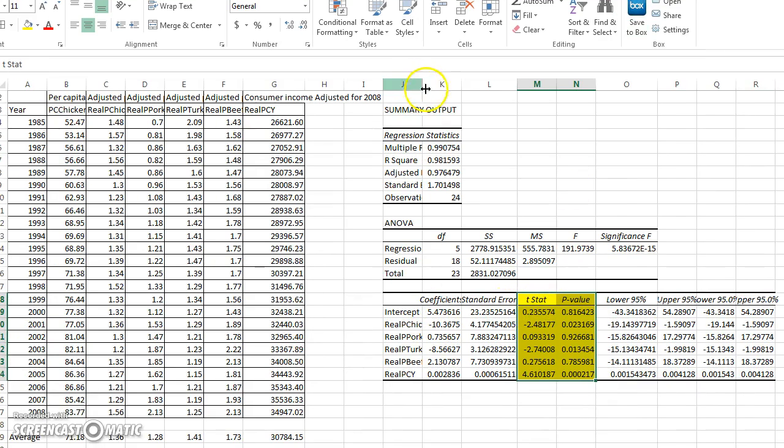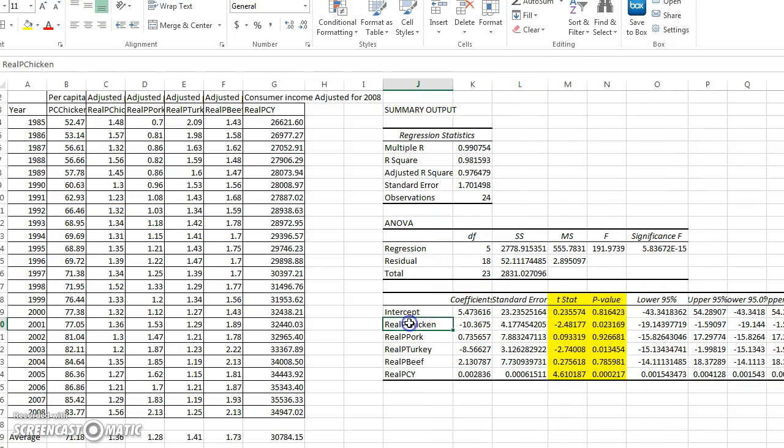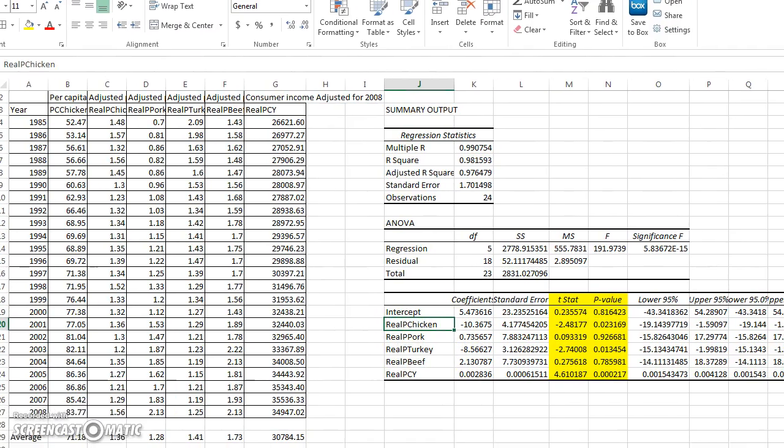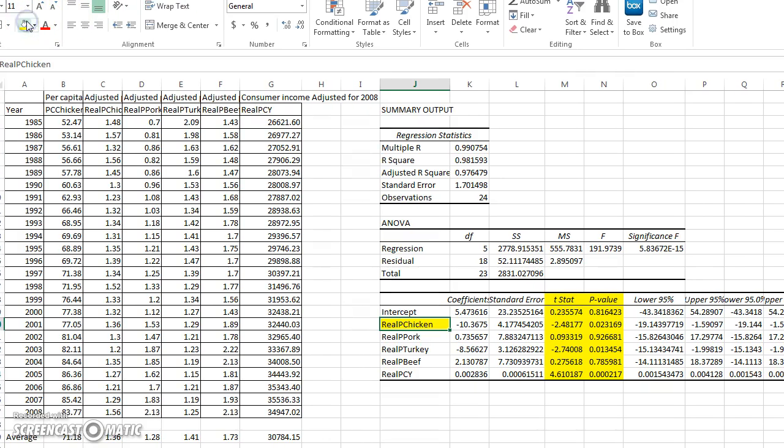So my first included variable is the real price of chicken. For the real price of chicken, I have a big t-stat. The absolute value is above 2. I have a very small p-value, which is much smaller than 0.1 or 10%. So I am confident this real price of chicken has a significant impact on the change of my quantity demanded of chicken, or on my per capita consumption of chicken.